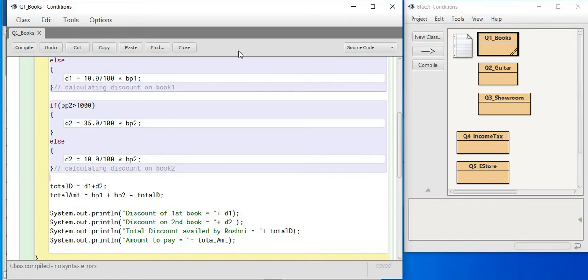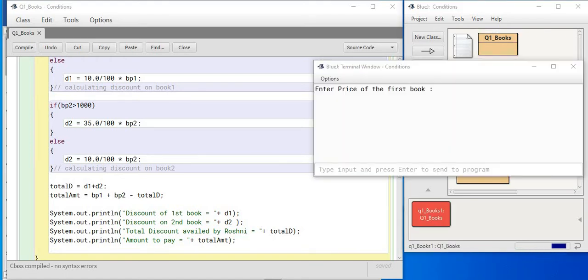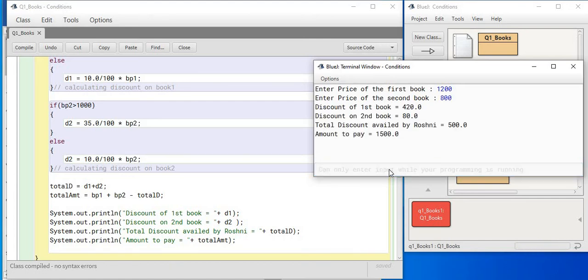Now I am going to run this one. When I run the program, you will get to see the output, right? Yes, can you see? The price of the book has been asked for. So enter the price of the first book. I enter the price of the first book as 1200, right? And enter the price of the second book. I enter the price of the second book as say 800. Okay, see what happens.